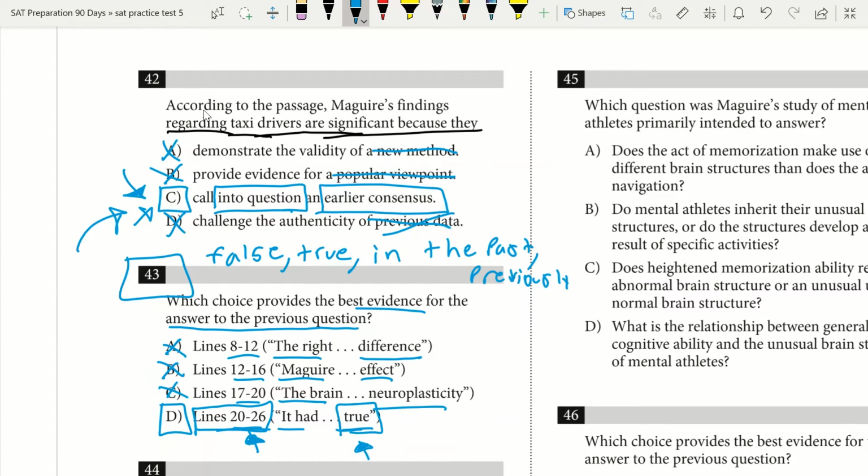Now, you can't always just pick the answer choice that has your keyword, because you always have to go back and read it just to make sure that it is indeed the correct sentence to support your previous answer. So the keyword method is a good method because it helps you save time, but you do always want to go back and read through that sentence just to make sure that it is indeed correct. So the answer there is going to be D.